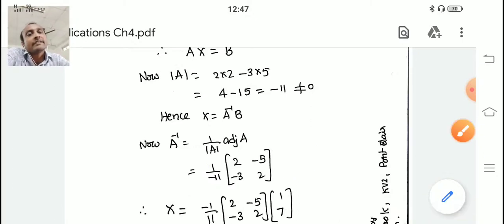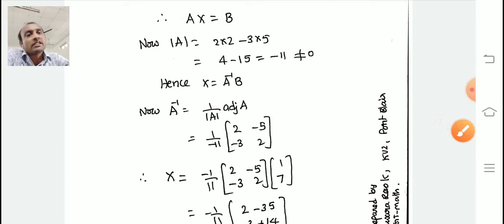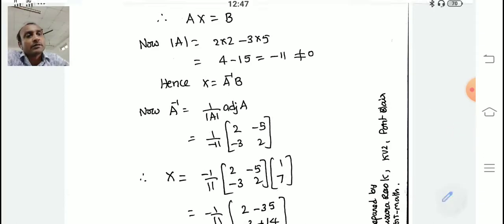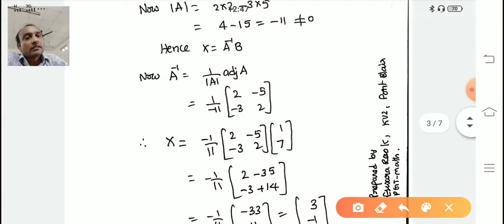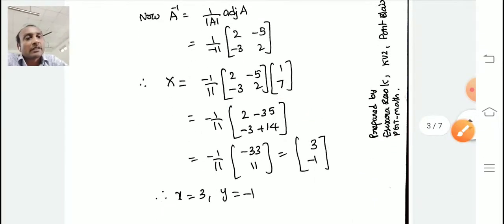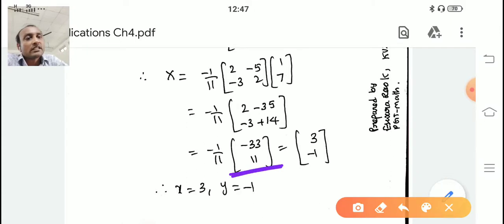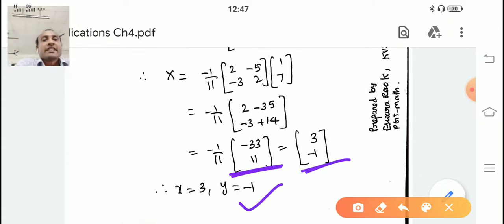Then you find the x value by using this method: x is equal to A inverse B. Substitute A inverse, substitute B, then multiply this matrix with this matrix. After the calculation, divide by minus 11, and you get x is equal to 3, y is equal to minus 1. So try to understand this, then do one more question like this. Many questions are there in the last exercise, you can solve them, right.